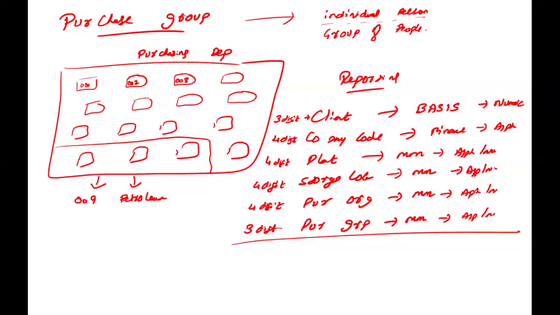If a person comes and asks me to extract a report only for the raw material, then I'll be able to use this purchase group and extract the report. So this is just one of the criteria.